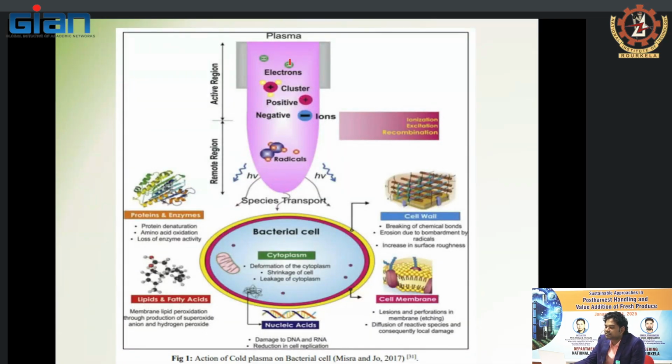So if you see, this is the plasma. The blue color plasma, as I said, comprises two regions: one is the active region and the other the remote region. The active region has a whole lot of positive and negative ions, separated ions. When it comes to the remote region, only the radicals will get exposed. The electrons and positive ions, the ionic clusters, get degraded immediately within the active region itself.